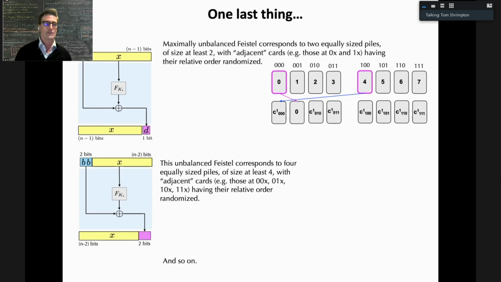So you can think about Feistel as it goes from maximally unbalanced up to balanced. In the case of balanced, you would have n over two piles, and you would randomize the relative order of one card from each of those piles. So in every case, you get something that corresponds to a shuffle. Okay.